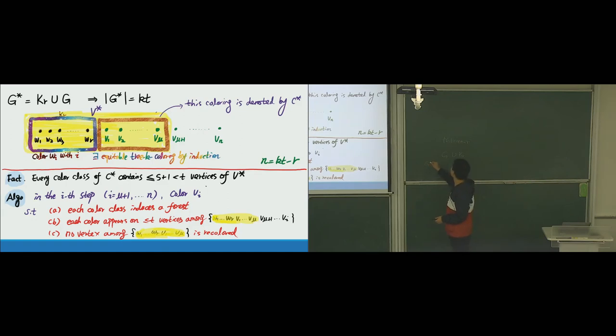Because in the coloring of G star, every color set has T vertices. And the newly added vertices are in different colors. So if we remove them, it becomes T minus one. So in the coloring of G, every color class of G takes at least T minus one vertices and at most T vertices. So this is equitable. So this is an idea.